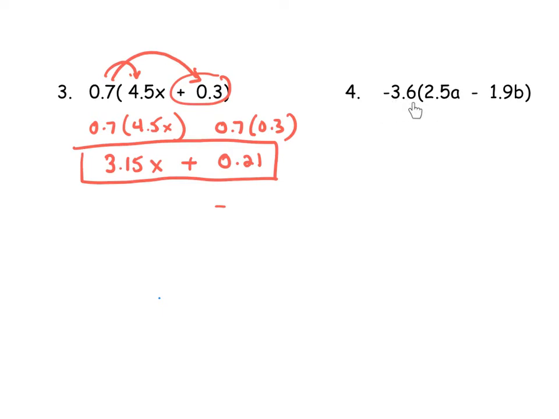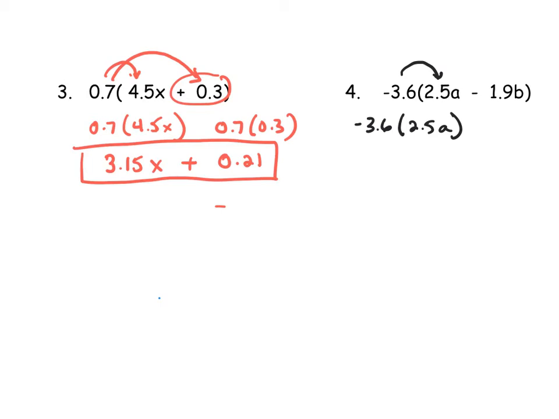And this is going to be a little bit tricky because we have a negative out in front, and then we also have a minus sign. So we have to be super careful about our signs. So we're going to start the same process we always use, and this means negative 3.6 times 2.5a. So side by side means multiply.